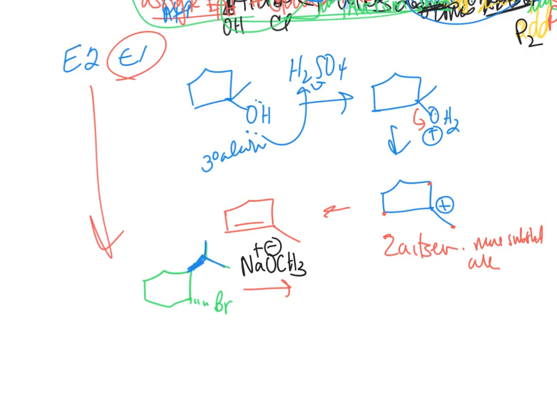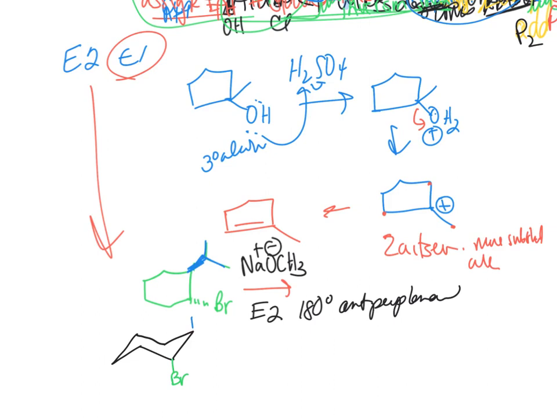Okay, so this one, it's a chair. If it's an E2, then it has to be 180 degrees anti-periplanar for the elimination. So you're going to need to draw the chair. All right, so draw your chair. I'm just drawing my chair. All right, the bromine here is going down, and the isopropyl is going up.